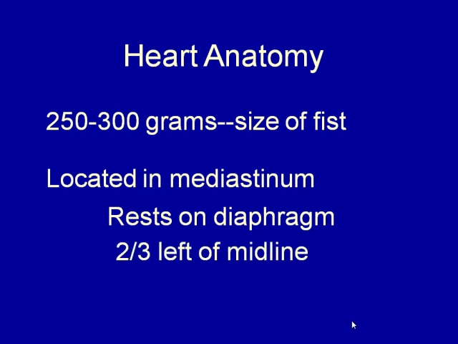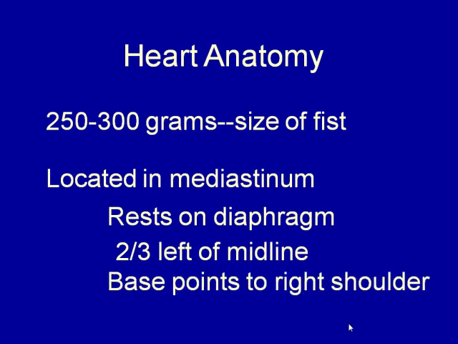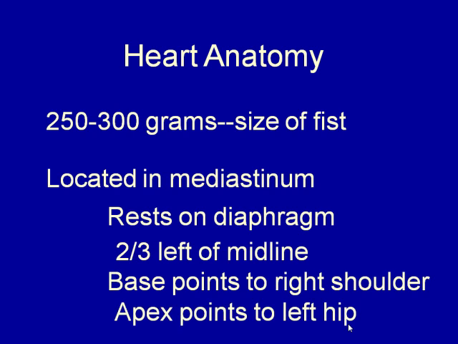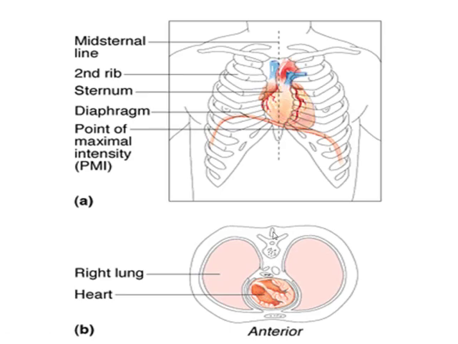It's not centrally located. It's a little more to the left. About 2/3 of the heart lies to the left of the midline. The base points toward the right shoulder, and the pointy part, the apex, points to the left hip. So here you see right down the middle, you can see how the heart is mostly on the left side of the body. This would be the base, this would be the apex.